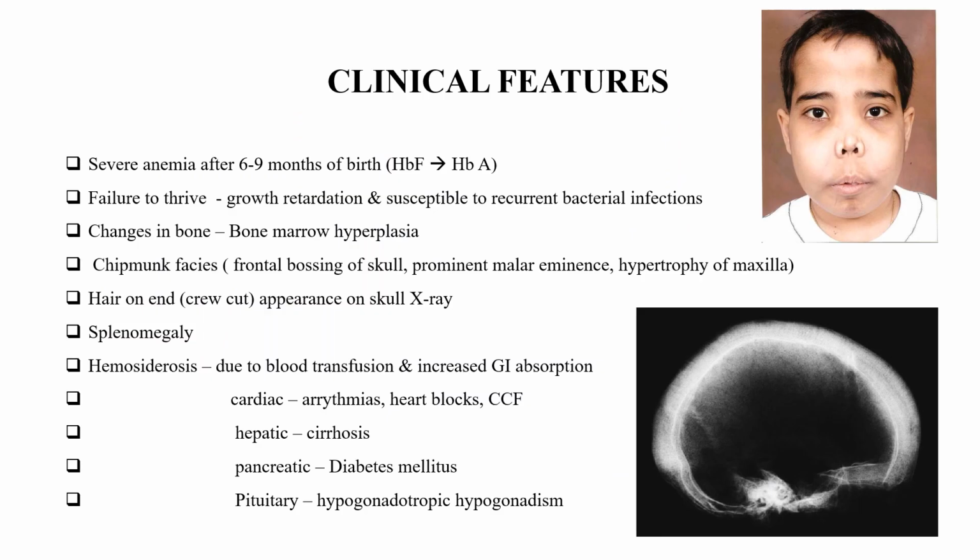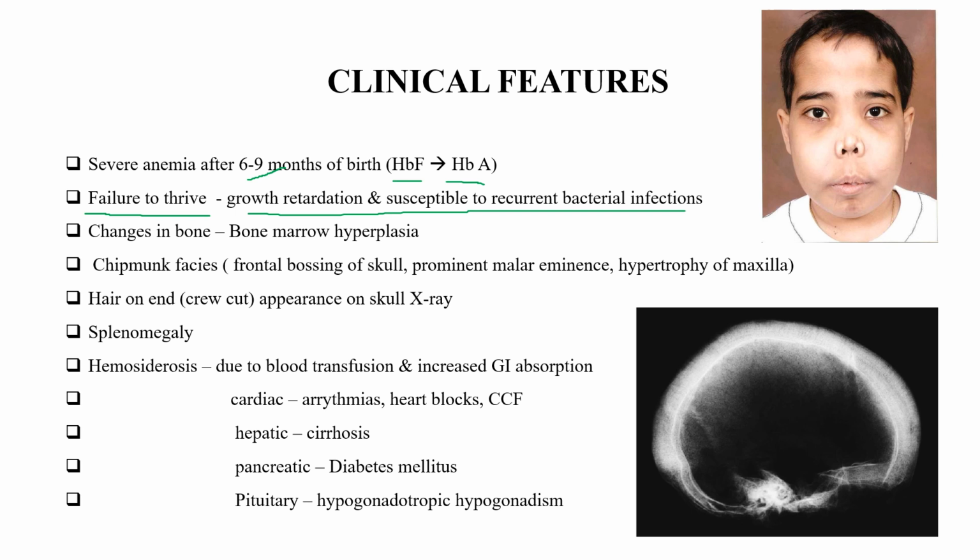Next, we have clinical features. The child will develop severe anemia after 6 to 9 months of age, because before 6 months, the child will have HbF that does not interfere, because HbF has only alpha 2 and gamma 2. So there is no beta chain in HbF. Only after 6 months does the child start synthesizing HbA. Since it requires beta chain, the defective beta chain leads to severe anemia. Sometimes the child will have persistent HbF even up to 3 to 5 years. So the child will have failure to thrive, growth retardation, and susceptibility to recurrent bacterial infections.